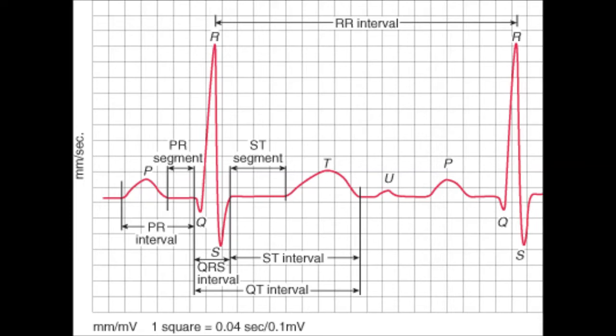Here, we have a normal ECG signal. The RR interval, which corresponds to the pulse, and the QRS interval are seen.